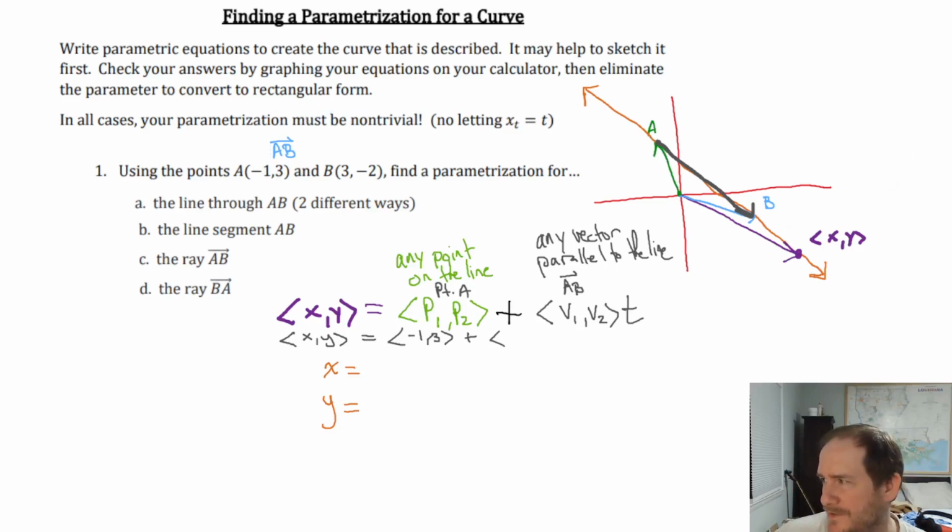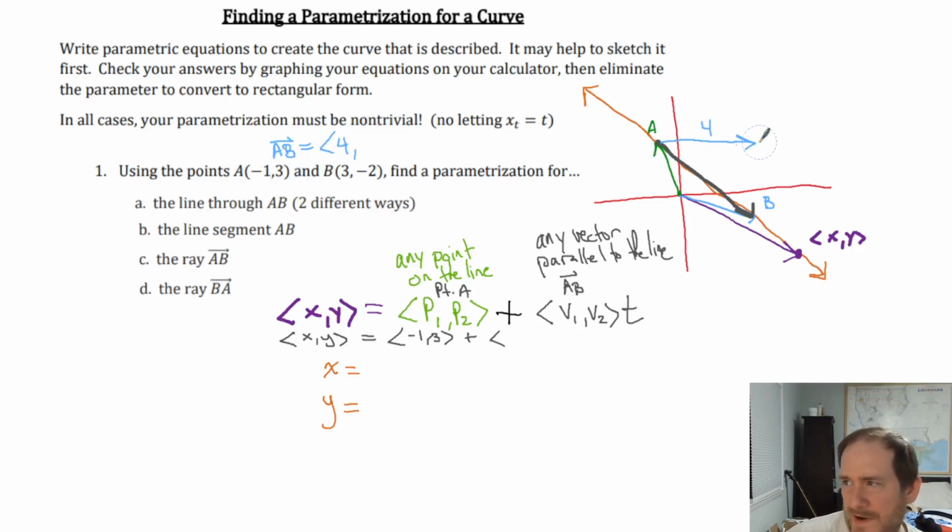The vector AB, you just do terminal minus initial. You do B minus A. So the vector AB would be the vector whose components are, let's see, 3 minus -1 is 4. Which of course makes sense because it represents how I moved to get from A to B. If I was at -1 and I went to 3, then I've gone 4 units to the right. So of course it's positive 4.